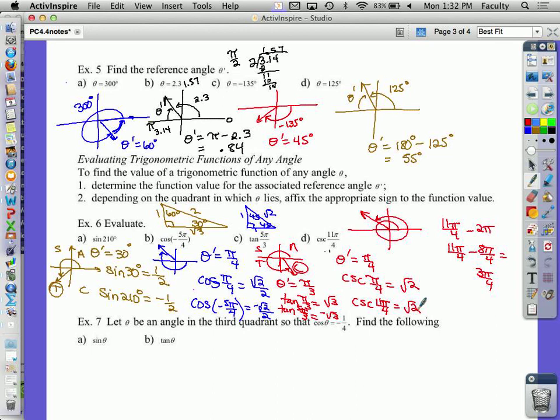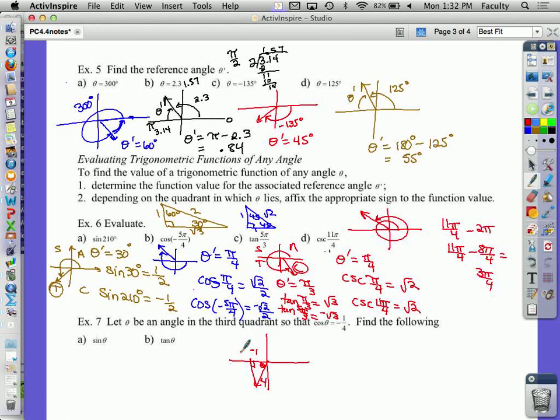All right, example 7 says, let theta be an angle in the 3rd quadrant so that cosine theta equals negative 1/4. All right, so let's draw an angle that's in the 3rd quadrant, but I'm going to drop a perpendicular. If cosine is negative 1/4, you know that's adjacent over hypotenuse, and one of those two has to be negative. Well, you're moving left, so the 1 is the negative. Now let's do Pythagorean theorem to figure out the missing side.